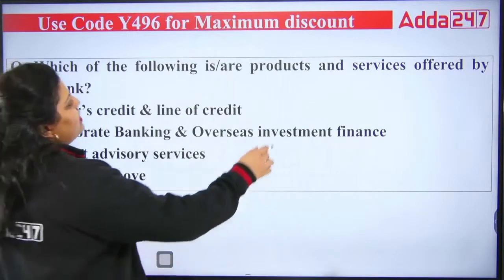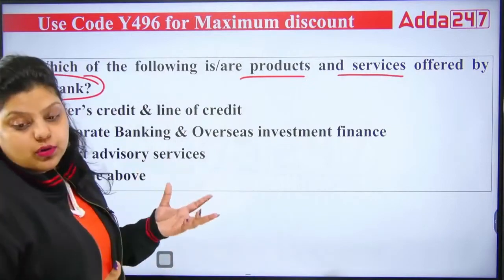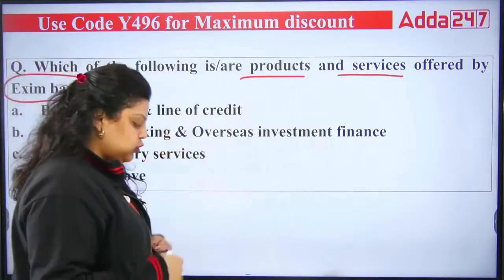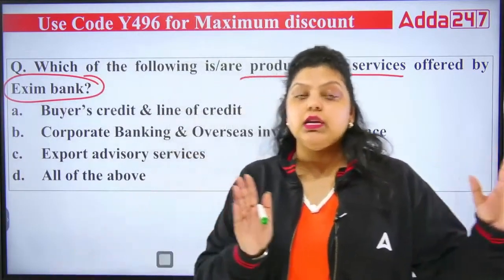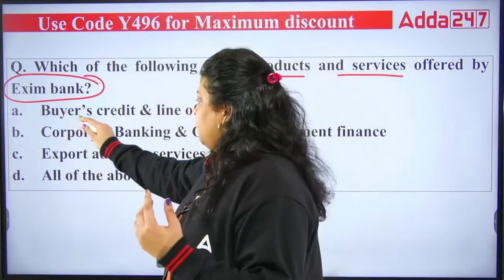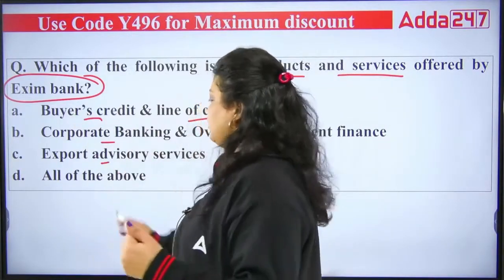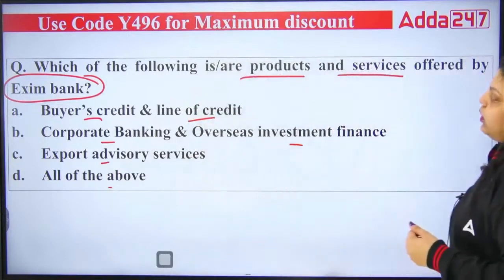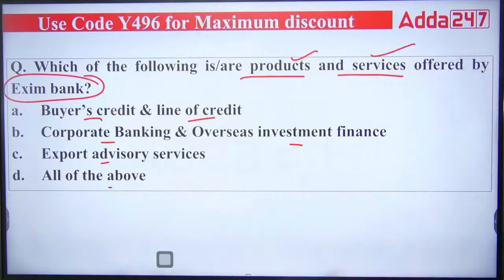Which of the following are products and services offered by Exim Bank? Exim Bank is the Export-Import Bank of India. Exim Bank works for promoting foreign trade in the country. So it provides various financial products and services to promote foreign trade, which include buyer's credit, line of credit, corporate banking, overseas investment finance, export advisory services, or all of the above. Which of the following is correct: A, B, C, or D?